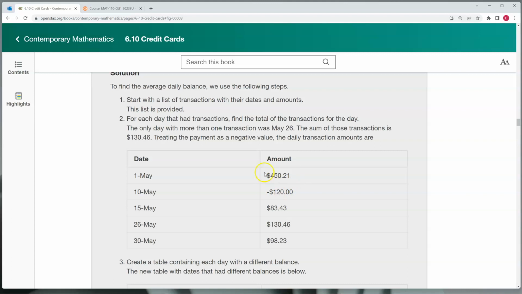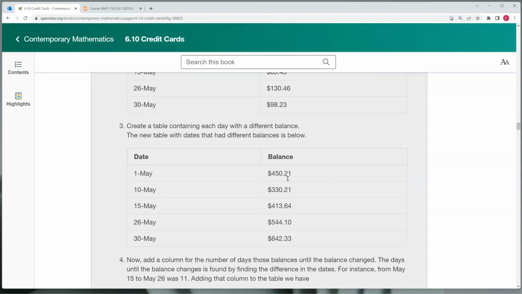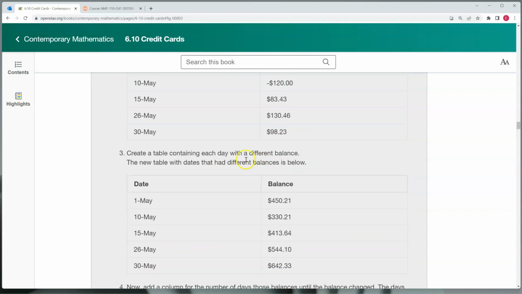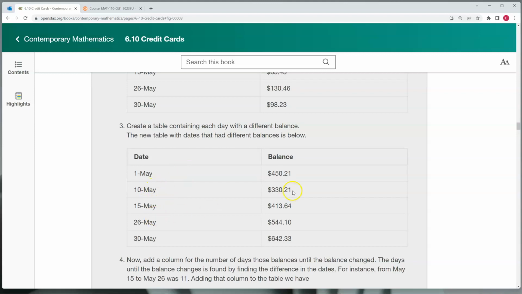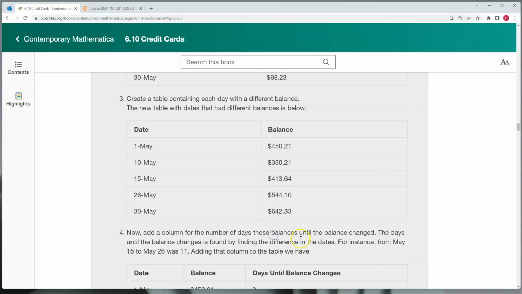So the way we do that is, again, carryover balances and purchases are positive, payments are negative. Then we have to say, well, how long was this balance on the books? So from the 1st to the 10th, that's 9 days that the balance was $450.21. Then on the 10th, the balance goes down to $330.21. Then they made another purchase on the 15th, which is going to increase the balance. Then the 26th and the 30th increase the balance.